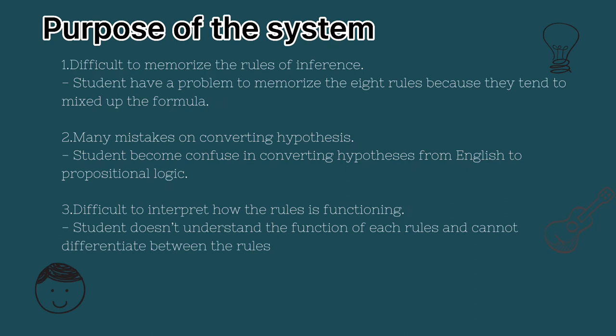Rules of the system. First, it is difficult to memorize the rules of inference. Students have problems memorizing the rules because they tend to mix up the formulas. Next, many make mistakes converting hypotheses. Students become confused in converting hypotheses from English to propositional logic. Next, it is difficult to interpret how the rules function. Students don't understand the function of each rule and cannot differentiate between the rules.